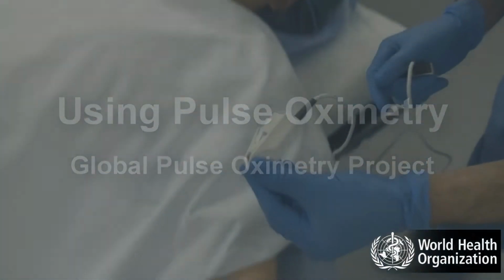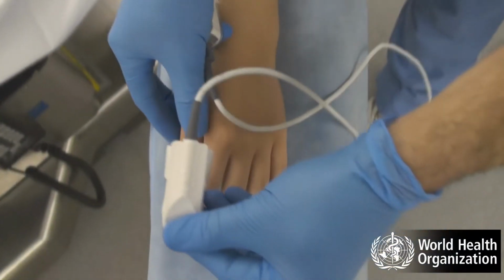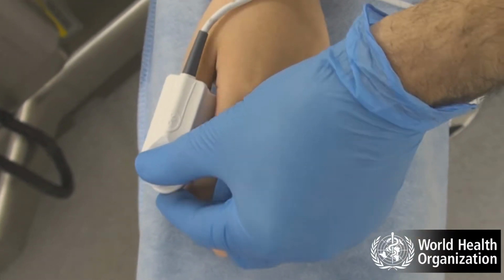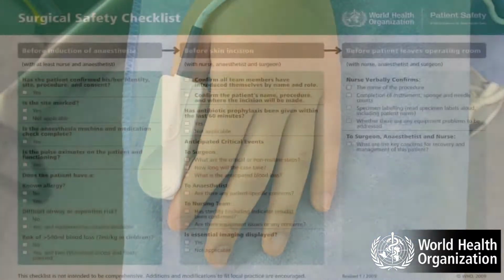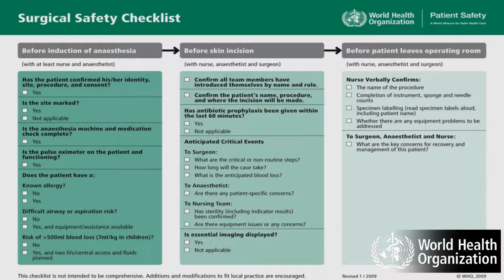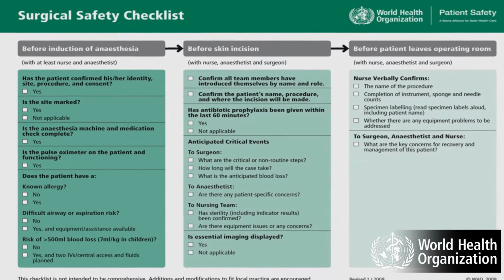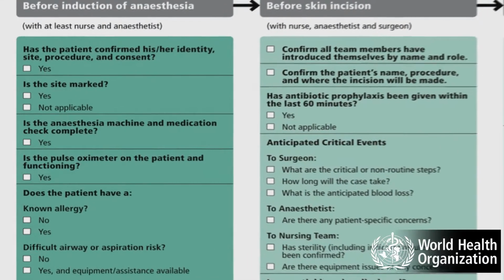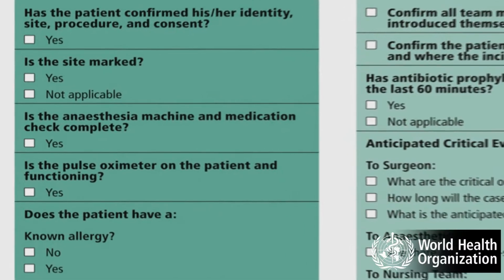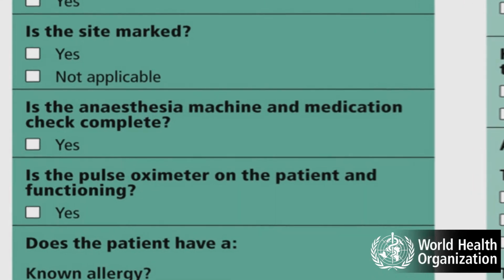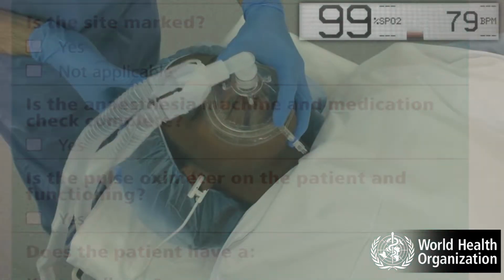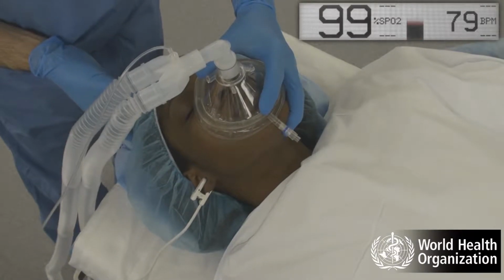Welcome to the World Health Organization Pulse Oximeter instructional video. The World Health Organization has recently introduced a surgical safety checklist as part of the Safe Surgery Saves Lives initiative. Measures to improve anesthesia safety are integral to the program. In many countries, pulse oximetry is mandatory for monitoring patients during anesthesia.